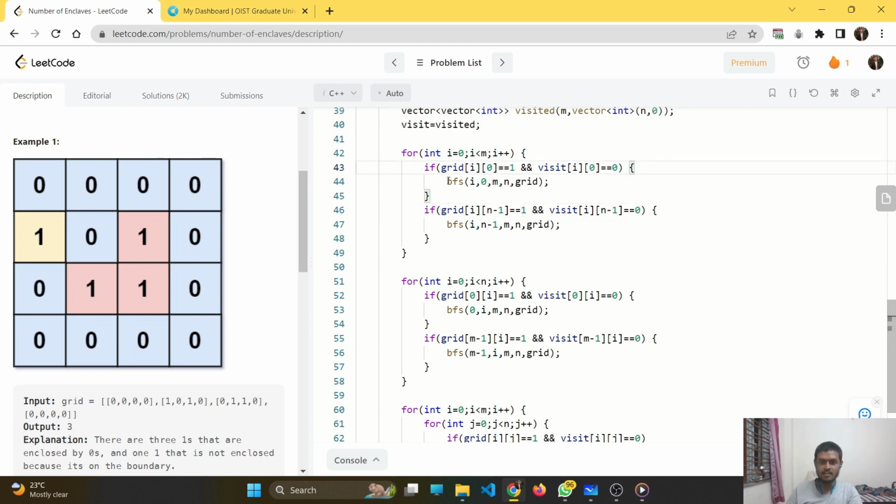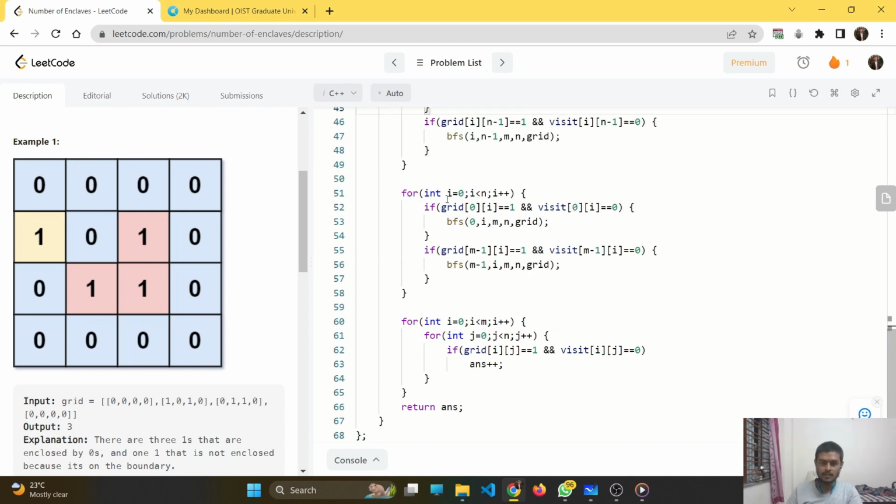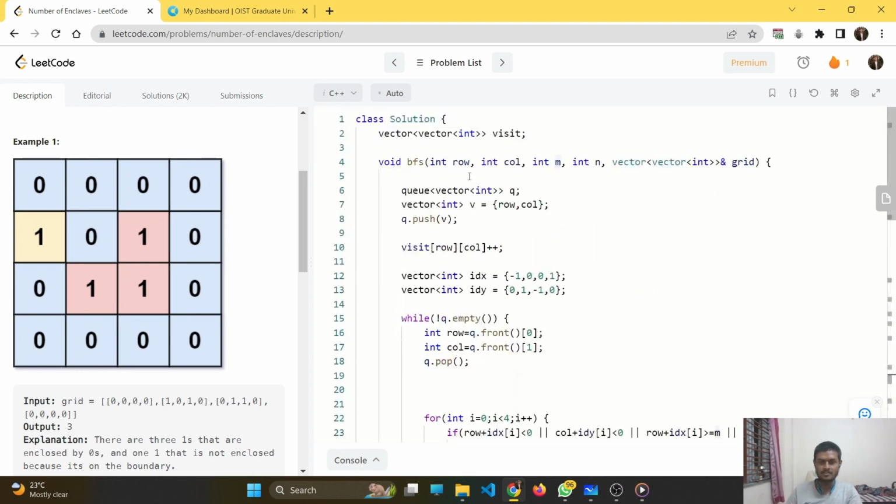And for every unvisited land cell, we would be doing a BFS traversal. Same goes with the row part. We would be traversing through the columns, and for the first row as well as for the last row, that is the m minus 1th index, we would be doing BFS traversal for both. So let's move on to the BFS.